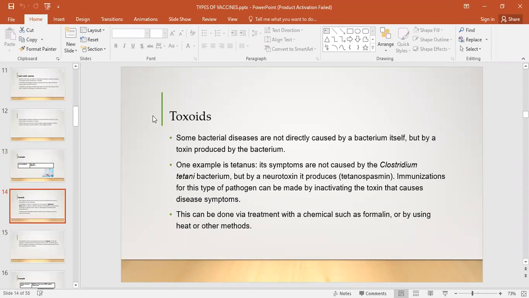Now there is the type called toxoid. Some bacterial diseases are not directly caused by a bacterium itself, but by a toxin produced by the bacterium. One example is tetanus. Its symptoms are not caused by the Clostridium tetani bacterium, but by a neurotoxin it produces. Immunization for this type of pathogen can be made by inactivating the toxin that causes disease symptoms. This can be done by a treatment with a chemical such as formalin or by using heat or other methods.